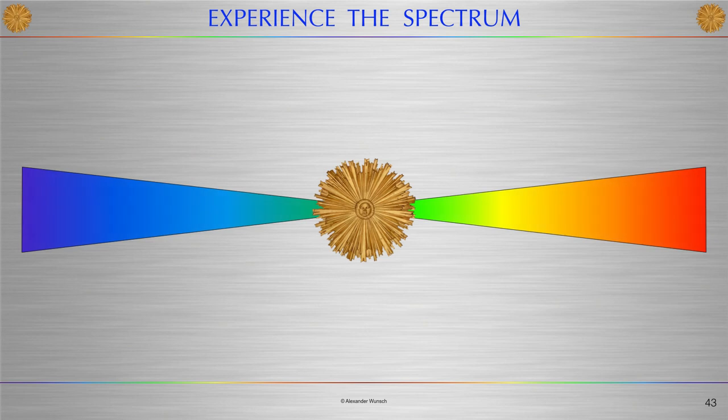And now I think you are ready for this little experiment. I want you to experience the properties of the spectrum, both ends of the spectrum. Here I have two light sources.